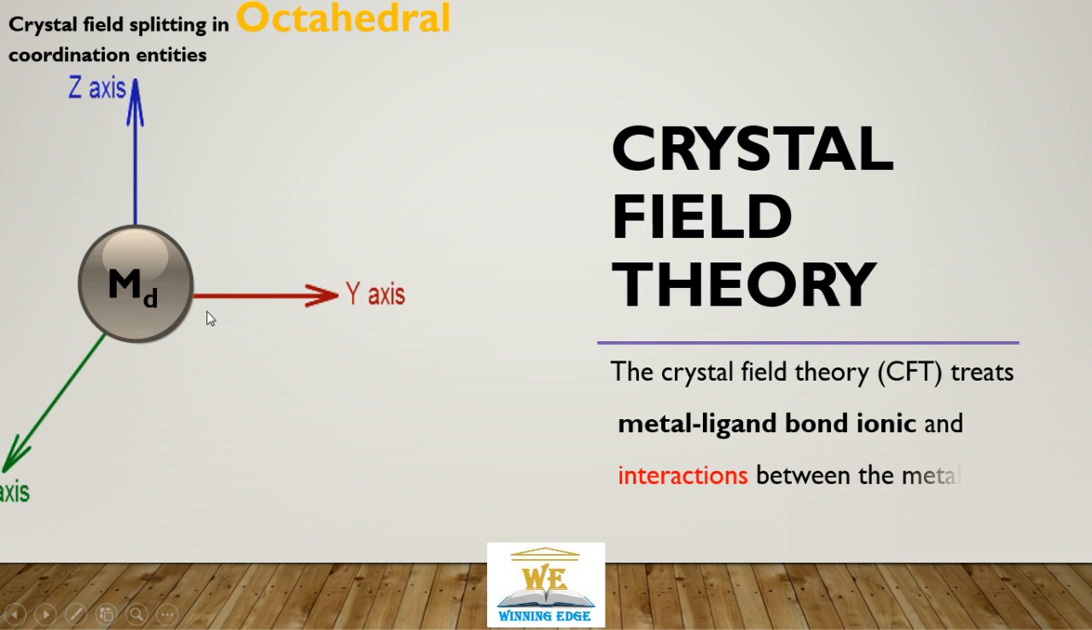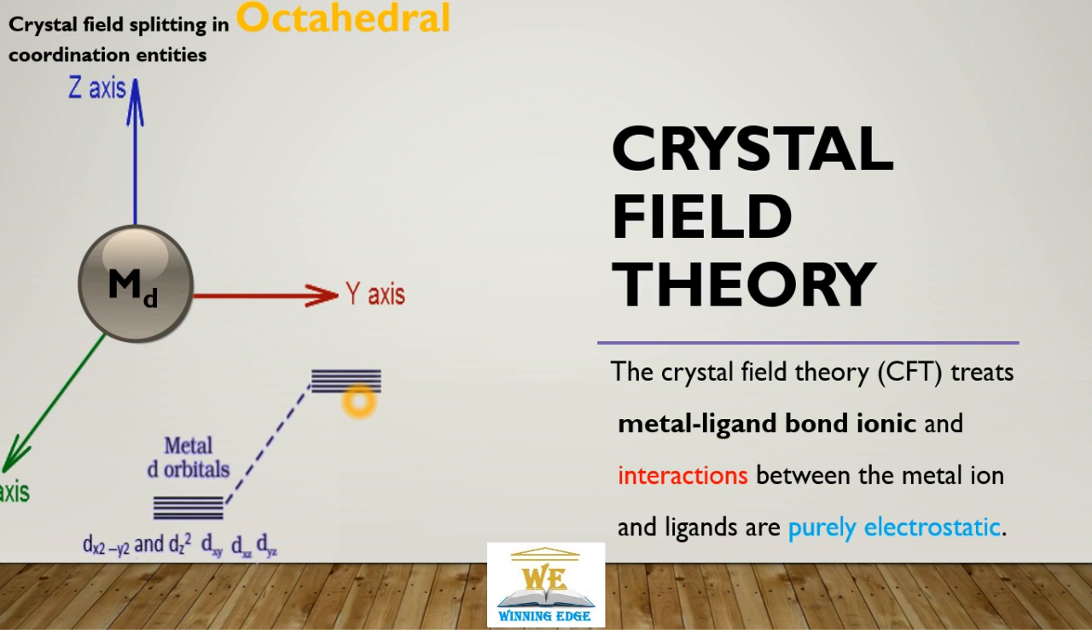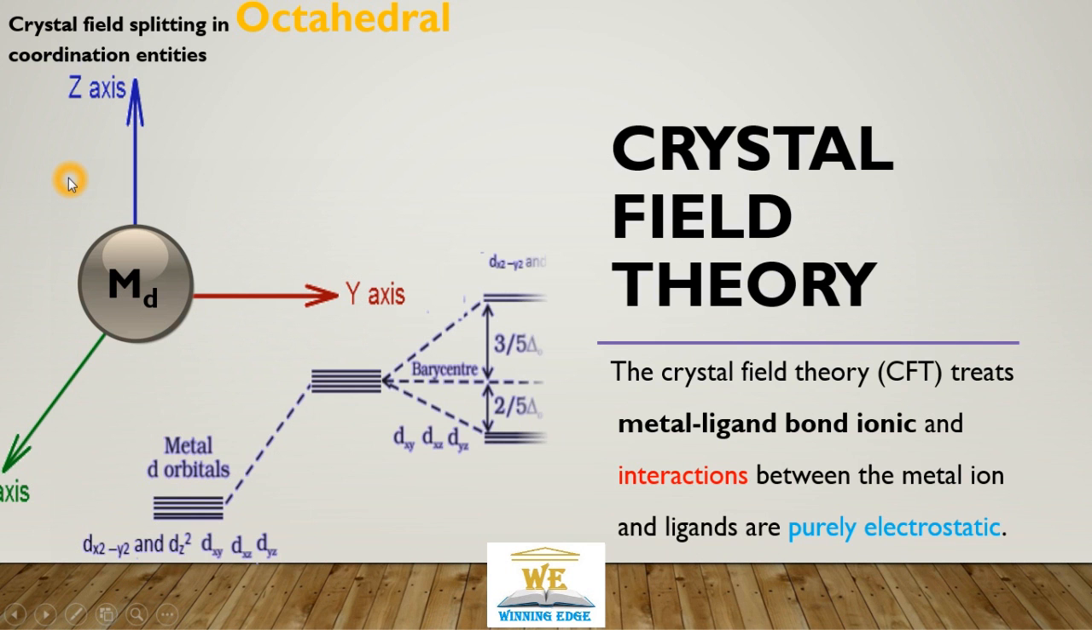As we treat these interactions purely as electrostatic, here we saw a splitting: dx squared, dz squared and dxy. This is the upper energy level because of these higher interactions along the axes from ligands.